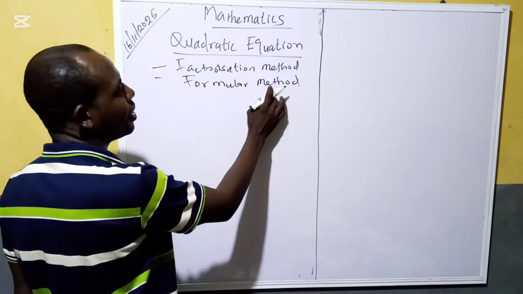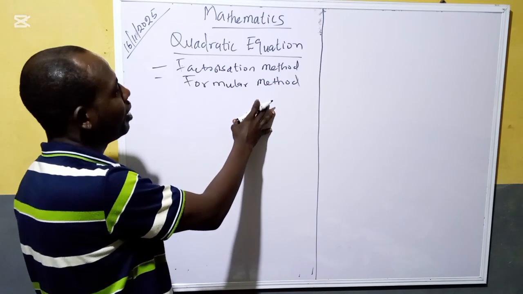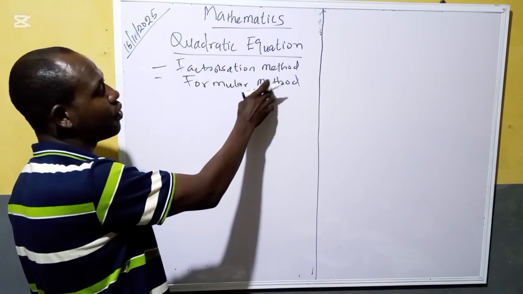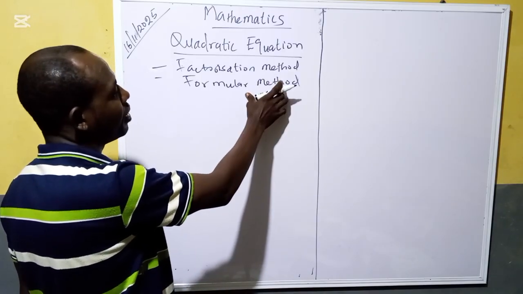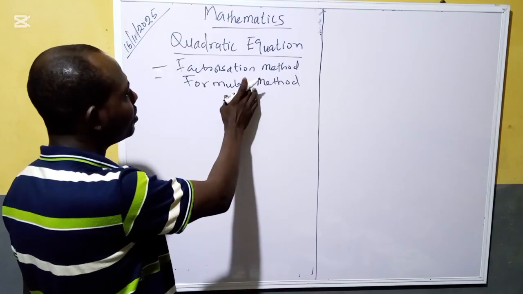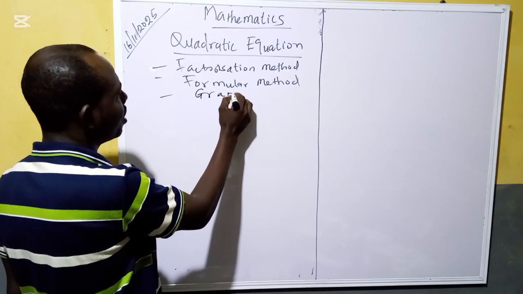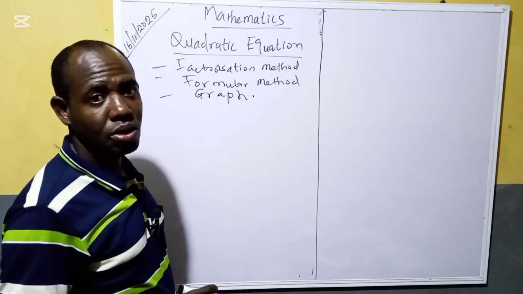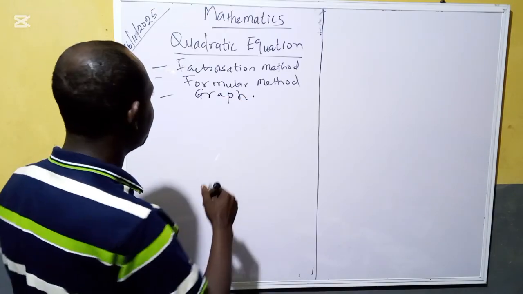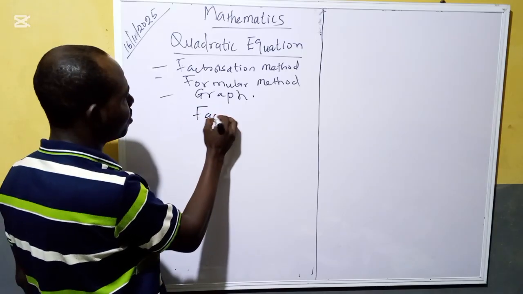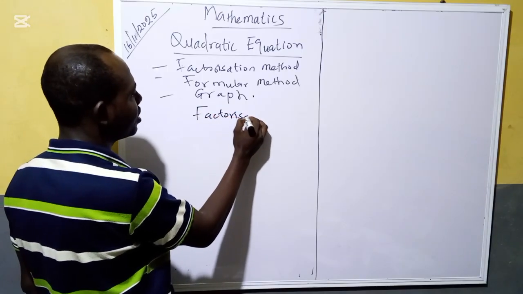which is being derived by completing the square, and I have done a video on how to derive the formula method. You can check my video using my YouTube name. And it can also be solved with a graph. You can also solve quadratic equation using a graph. But today I want to look at the factorization method of solving quadratic equation.